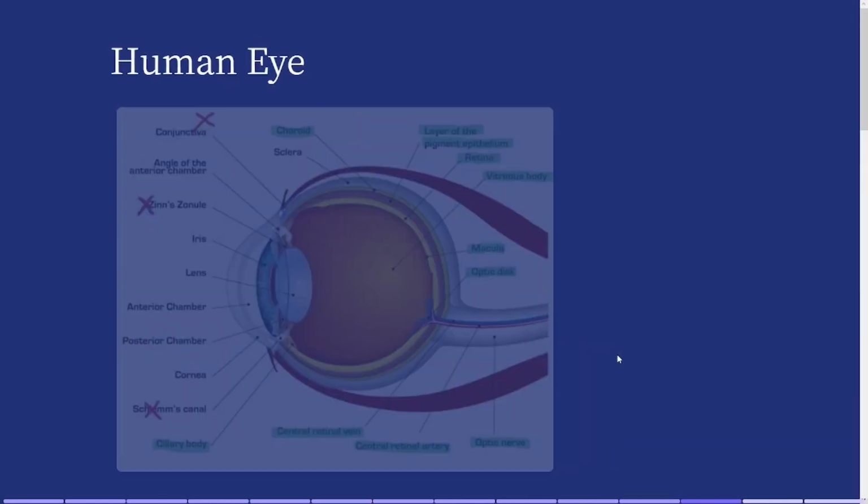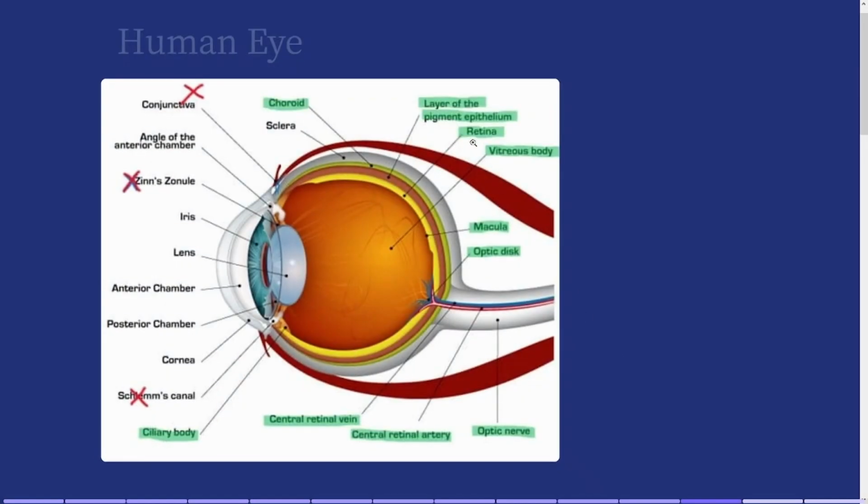Next, moving to the human eye. This diagram of the human eye you must already be familiar with. If not, you can pause the video and once again revise all the structures. The things that I have marked with a cross are not in NCERT and are not important. For example, Schlemm's canal is not important, but all the other things are important. The things that are marked in green are very important.